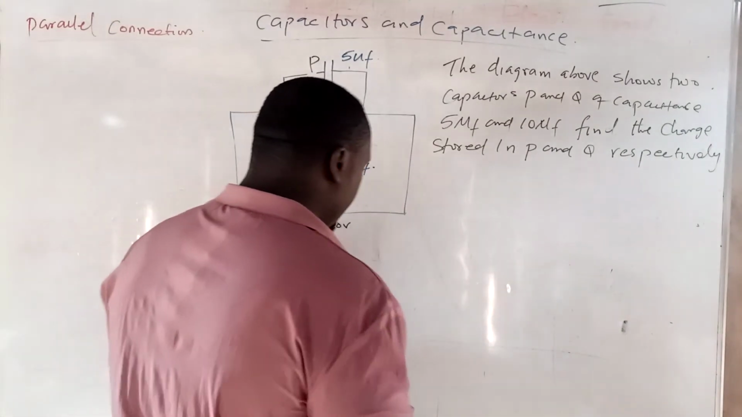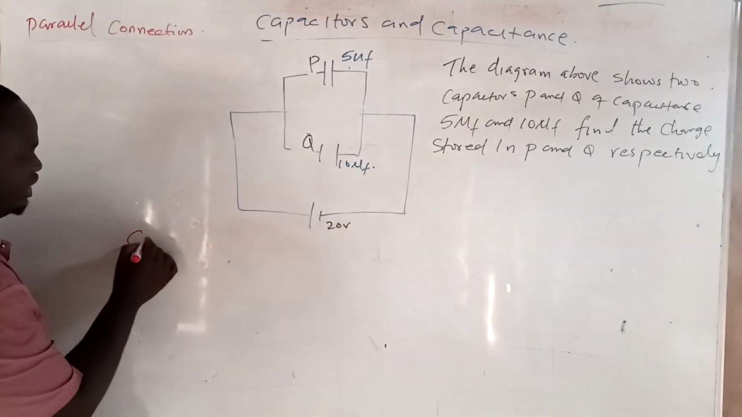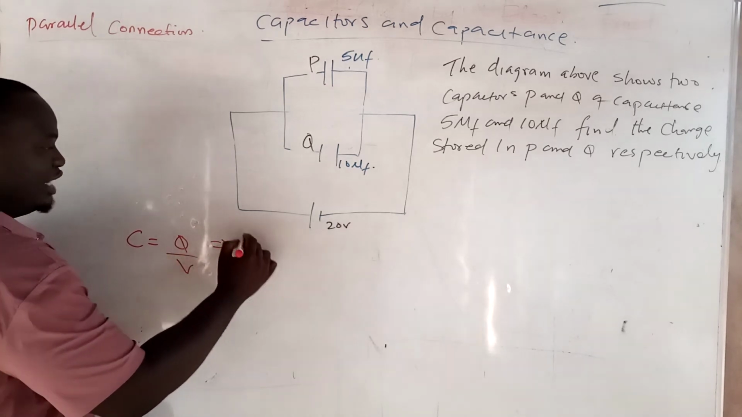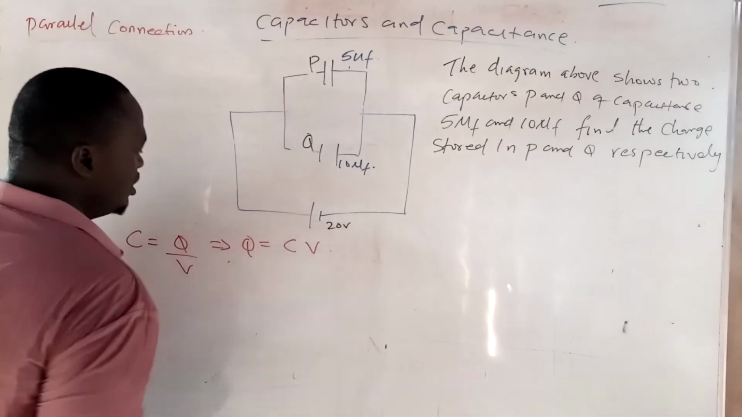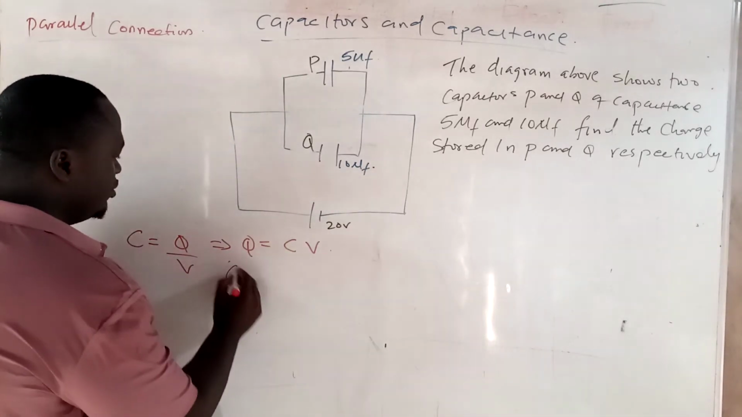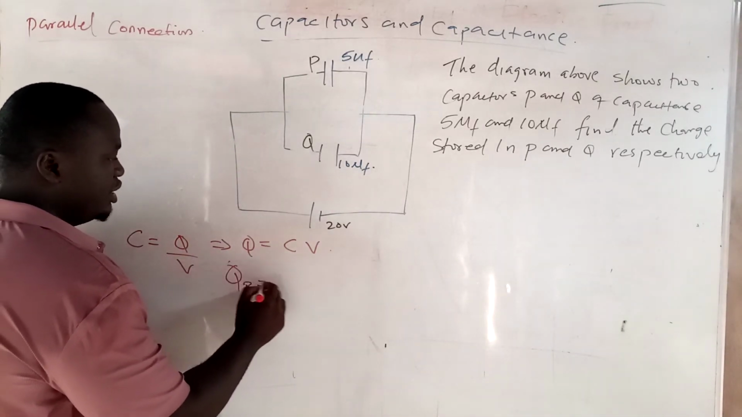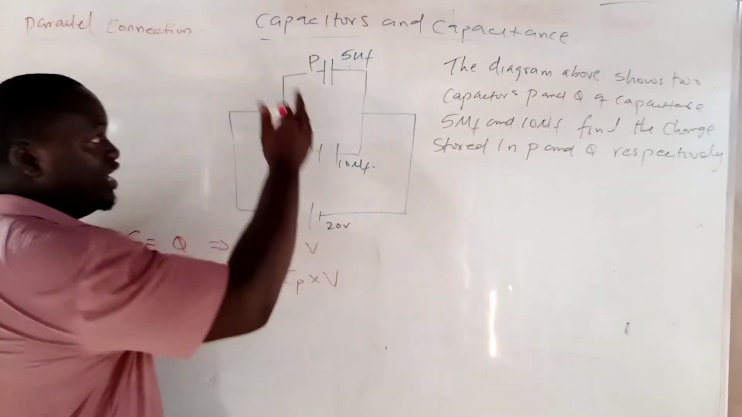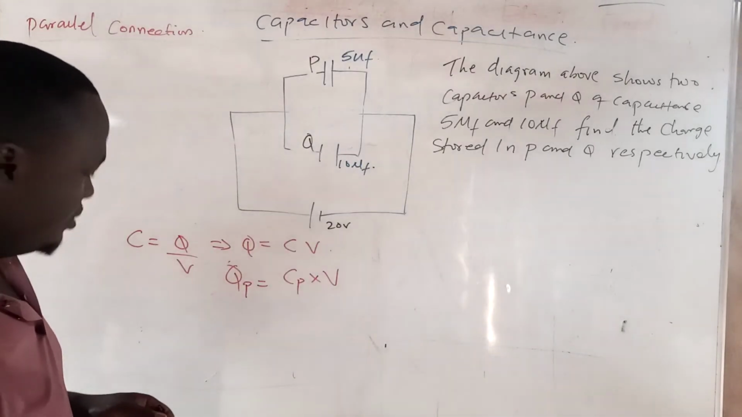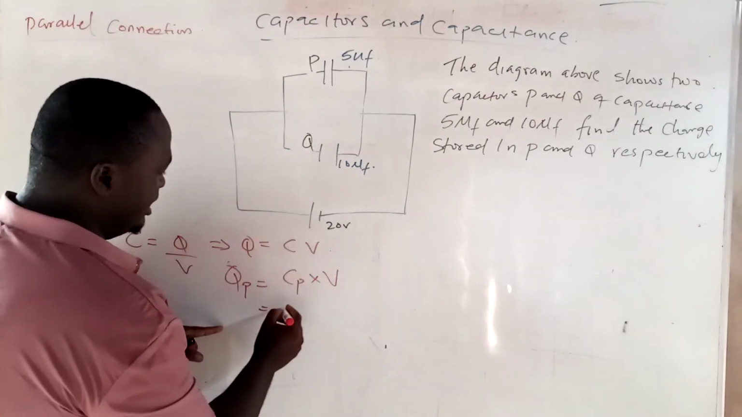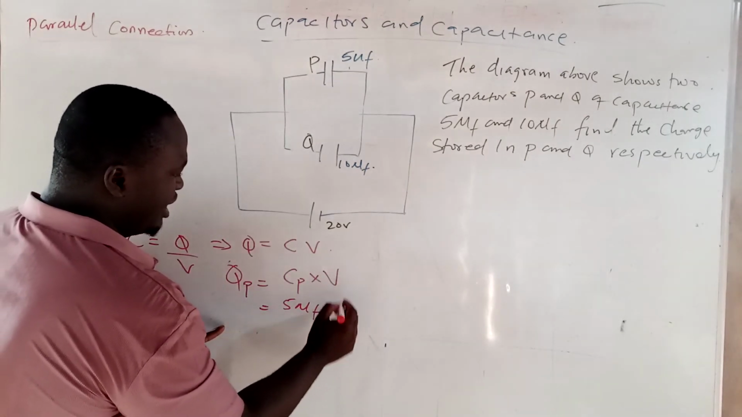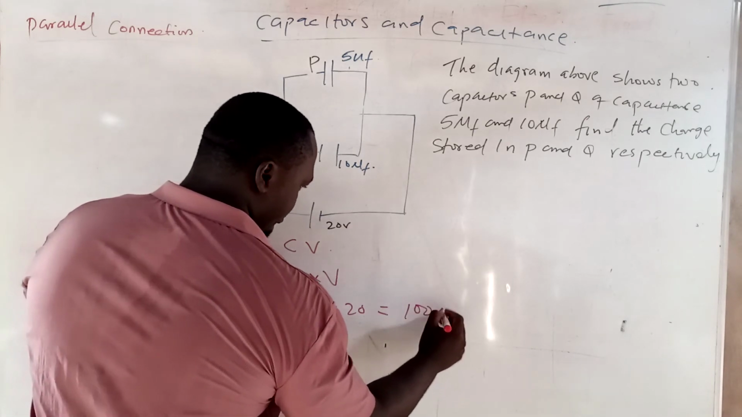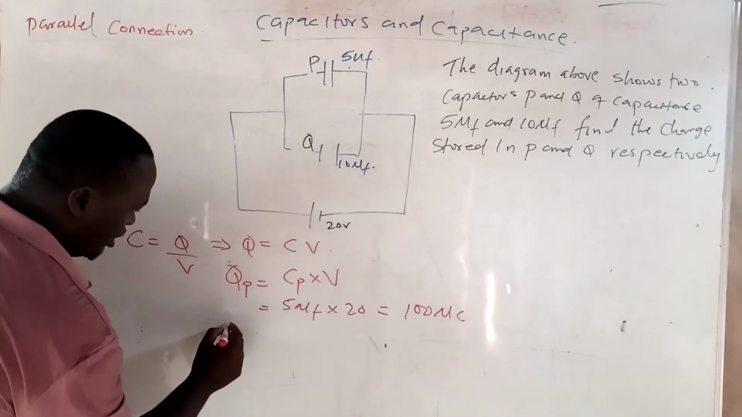Now remember that we said that C is equal to Q over V. So therefore, the charge is equal to CV. Now, if I want to get the charge of P, let me say QP, it will be CP times V. Remember, the voltage is the same. Now, so the CP here is 5 microfarad times 20, and that will give me 100 microcoulombs.